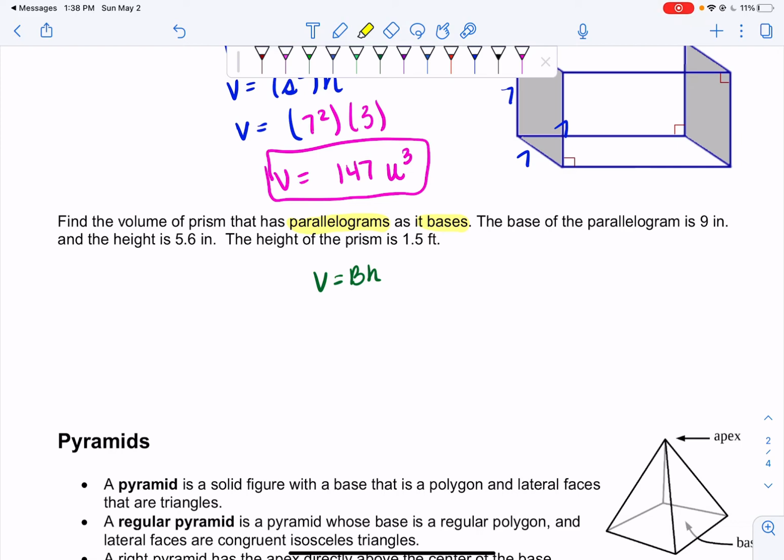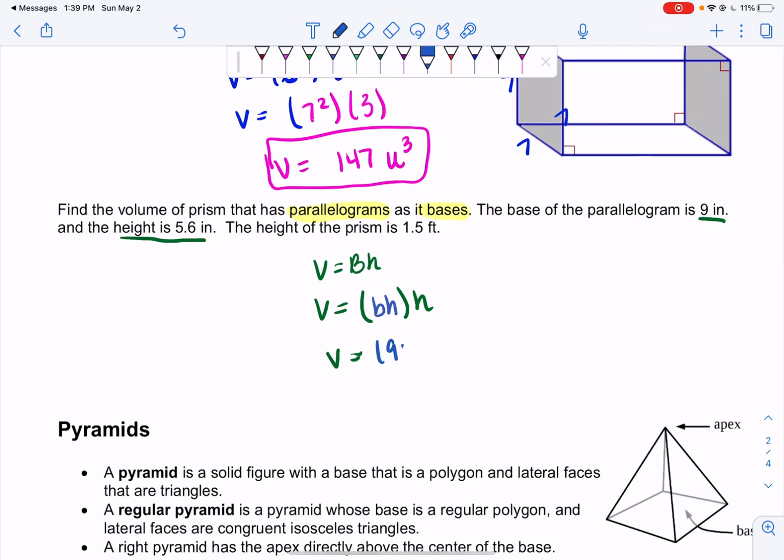So if you think about it, I'm really doing volume equals base times height times my height of my prism. And if you look, the base of the parallelogram is 9 and the height is 5.6. So I can do volume equals 9 times 5.6 times the height of my prism, which is 1.5.